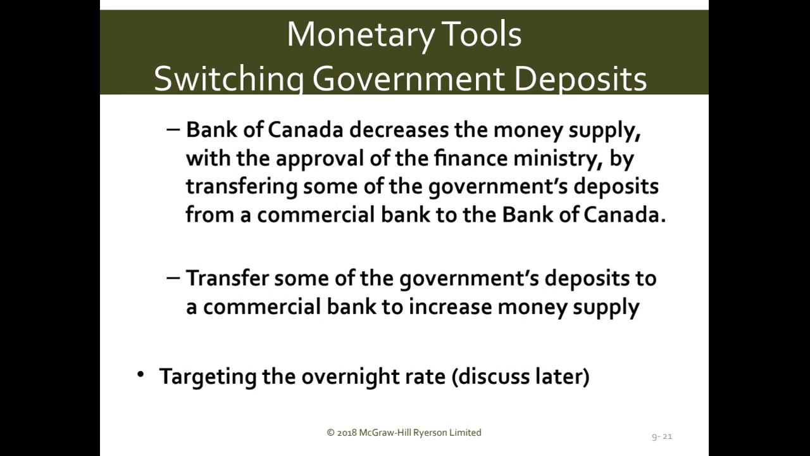Second, switching government deposits. So government also has an account with the Bank of Canada. So Bank of Canada decreases the money supply with the approval of the finance minister by transferring some of the government's deposits from the commercial bank to the Bank of Canada. So Bank of Canada can withdraw money from commercial bank, then the reserve of commercial bank will decrease. Similarly, Bank of Canada also can transfer some of the government deposits to the commercial bank, increasing commercial bank's reserves, and therefore money supply will increase. Okay.